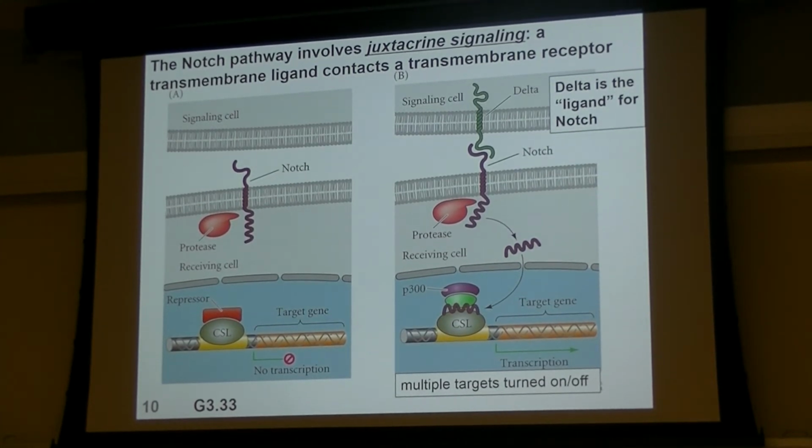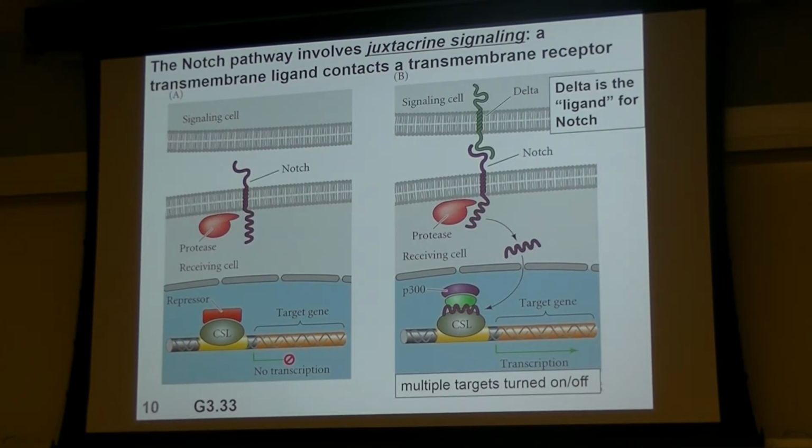Yeah? Would it be possible for the cell to accidentally signal itself, like folded back? Oh, would it be possible for the cell to signal itself if it was folded back? Yeah, I don't see why not. I don't know that that has happened to my knowledge in any specific instance, but in theory I would think that that would work functionally.